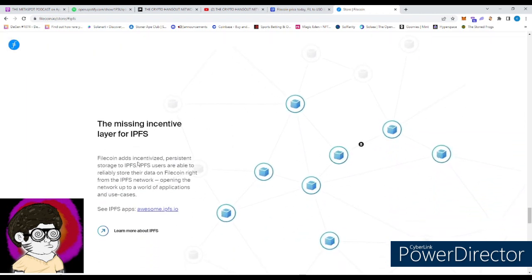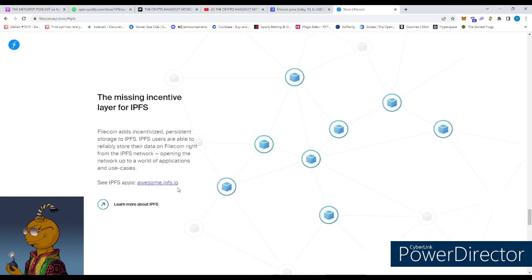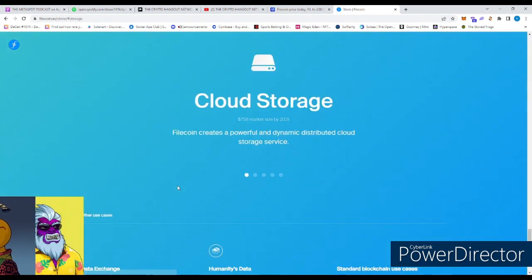And it says Filecoin adds incentivized persistent storage to IPFS. IPFS users are able to reliably store their data on Filecoin right from IPFS's network, opening the network up to a world of applications and use cases. All right, it says the cloud storage is going to be a $75 billion market size by 2021, which you've already passed, and we need to see what that market size is.